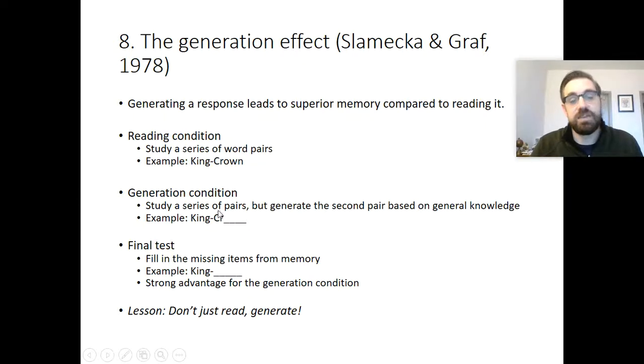And it turns out that if you had to generate crown on your own, as opposed to just reading it, you do a lot better on that test. And this is a pretty strong advantage for the generation condition. So the lesson from this is, don't just read the information provided to you, make sure that you're generating it. Make sure you're doing something with it.